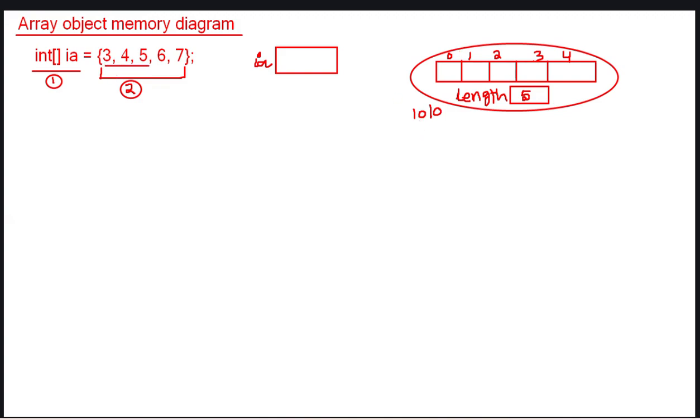Then third step, values are stored. 3, 4, 5, 6, 7. Then the array object reference is stored in IA. Fourth step, array object reference 10, 10, stored and pointing.